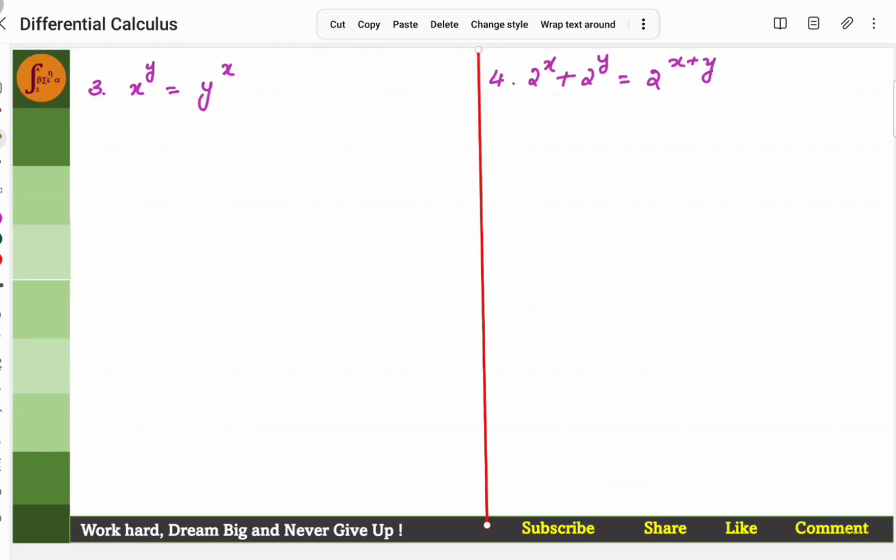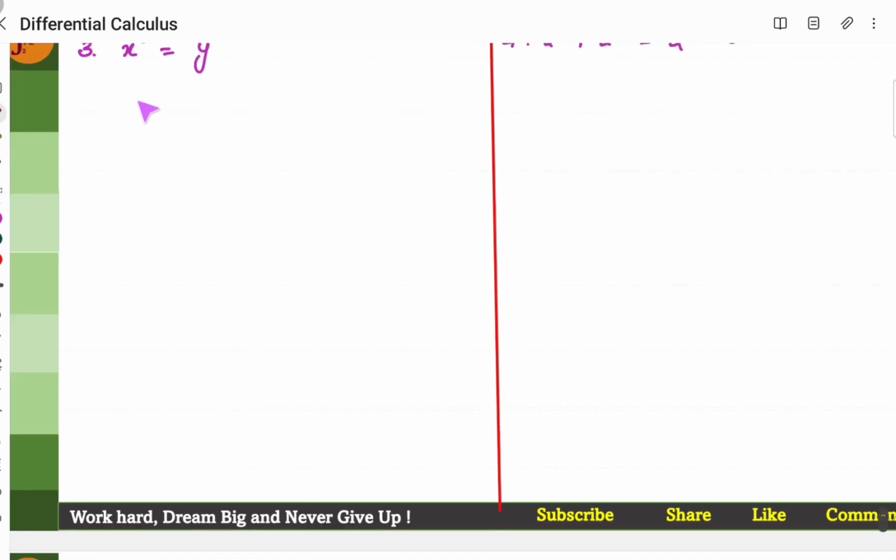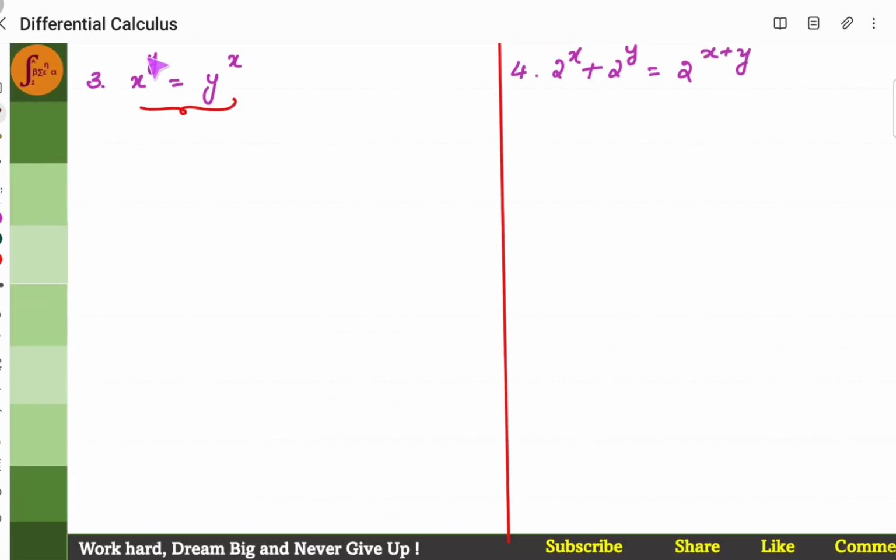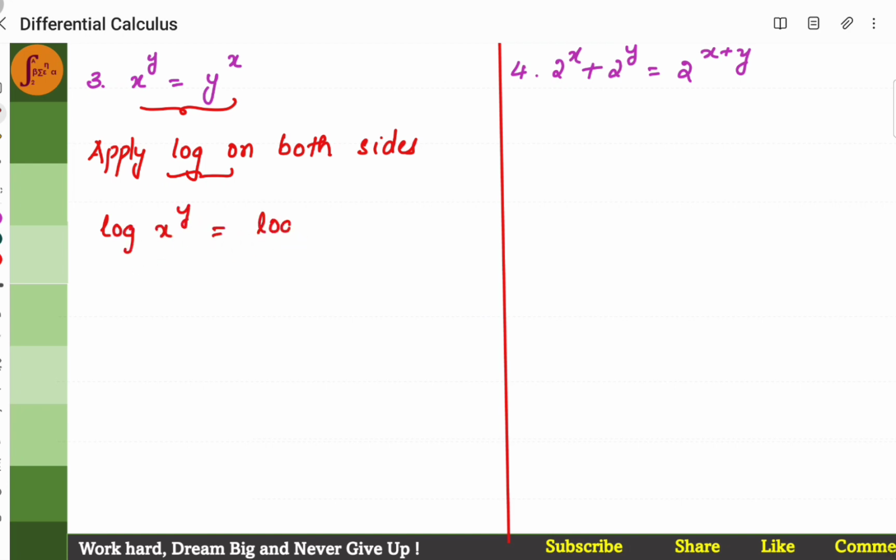Now let's take this third problem. We need to differentiate this particular function. Whenever you have powers like this, right, you have to take logarithm on both sides. You have to apply log on both sides so that we eliminate the power, right? We need to remove this power. To remove the power, if you apply log, the power will go away. How? So we'll first do that. Log of x to the power of y is equal to log of y to the power x. Now there is a logarithmic property which is log m to the power n is n log m.